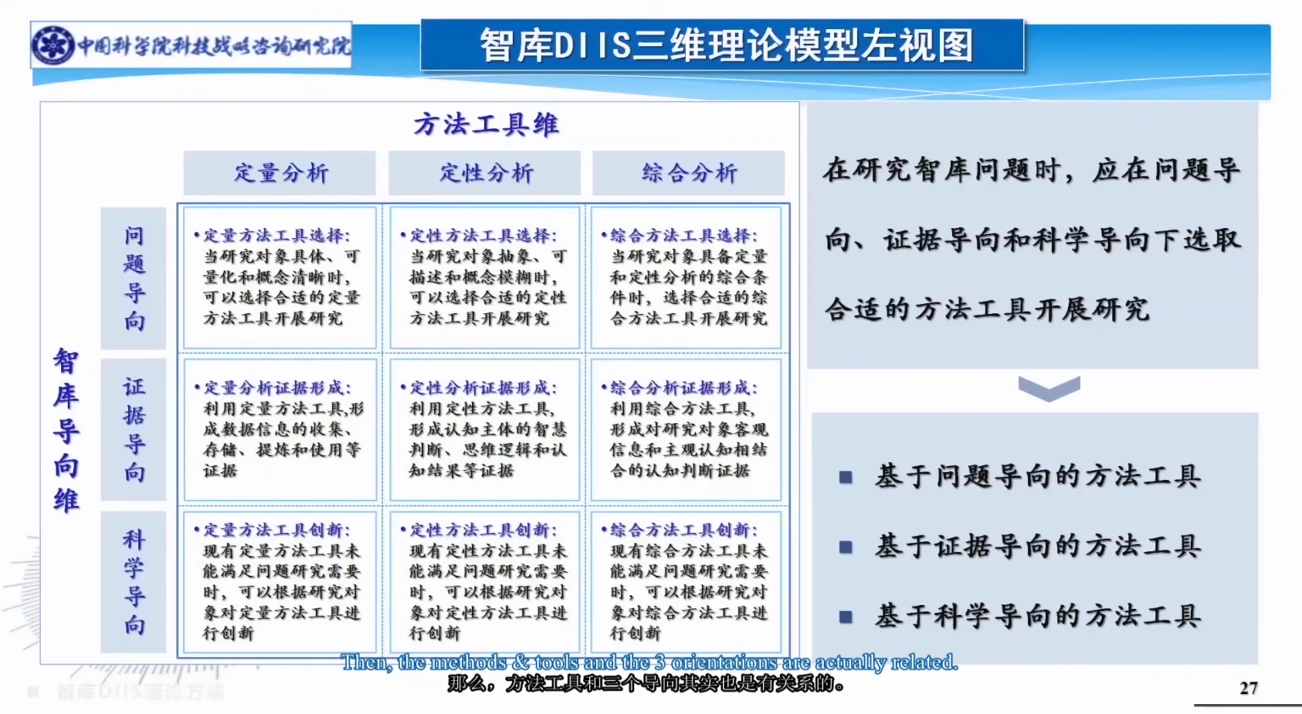Then the methods and tools and the three orientations are actually related. During the research on think tank problems, we should choose appropriate methods and tools under the three orientations. That is to say, the selection of methods and tools is related not only to the four links, but also to the three orientations, such as the tool selection of quantitative methods, the analysis of evidence formation by qualitative methods, and the innovation of quantitative methods and tools.